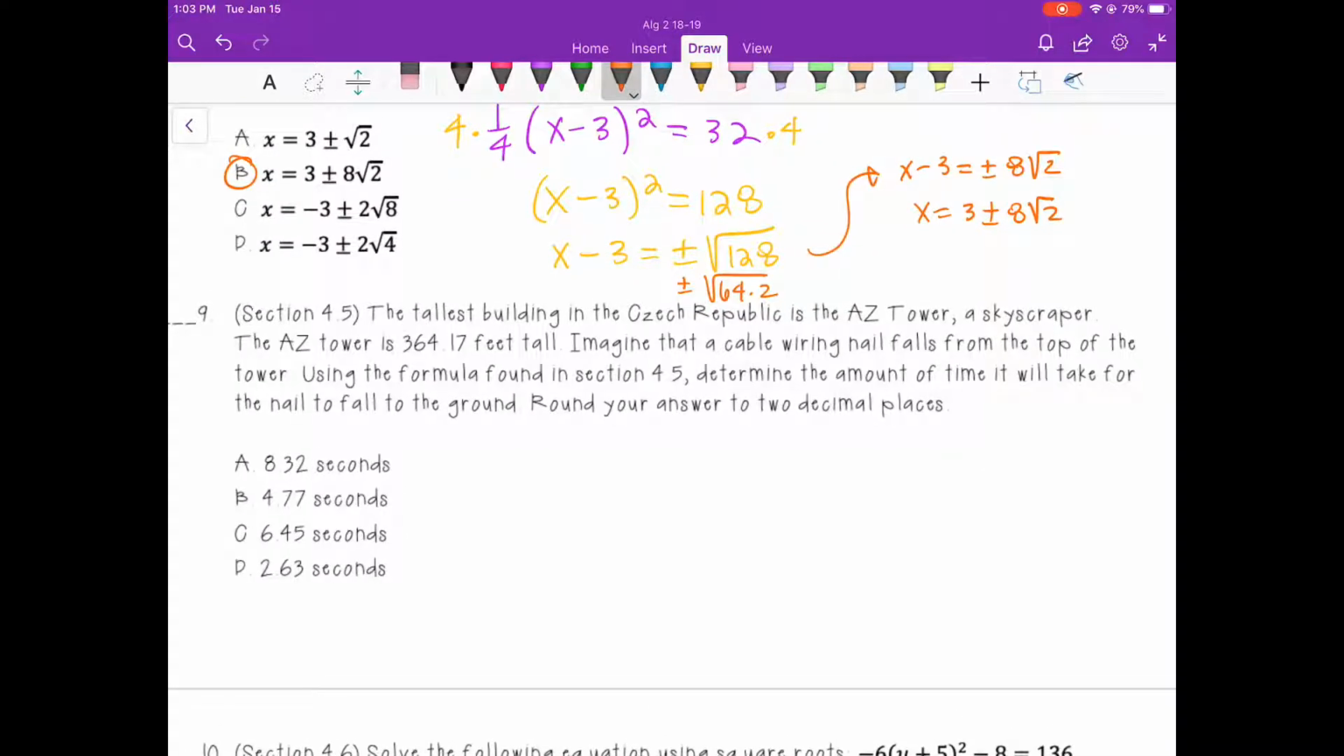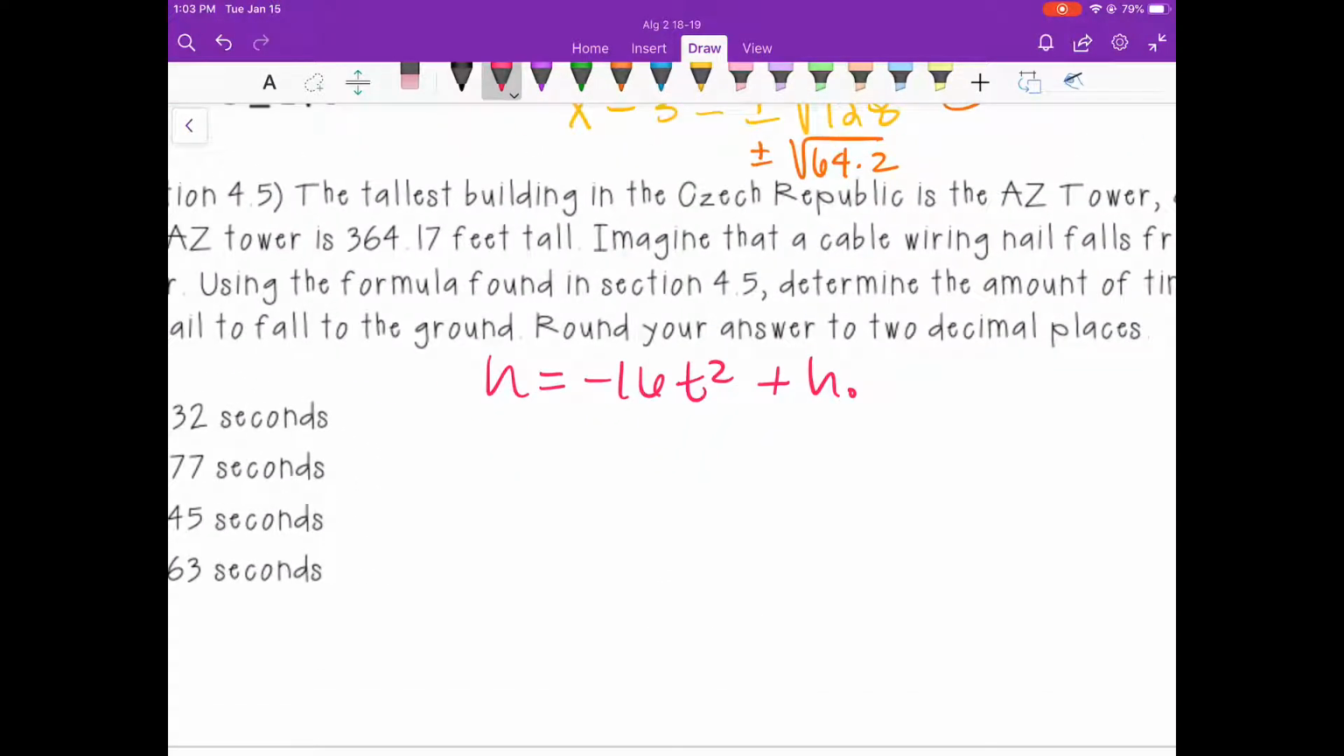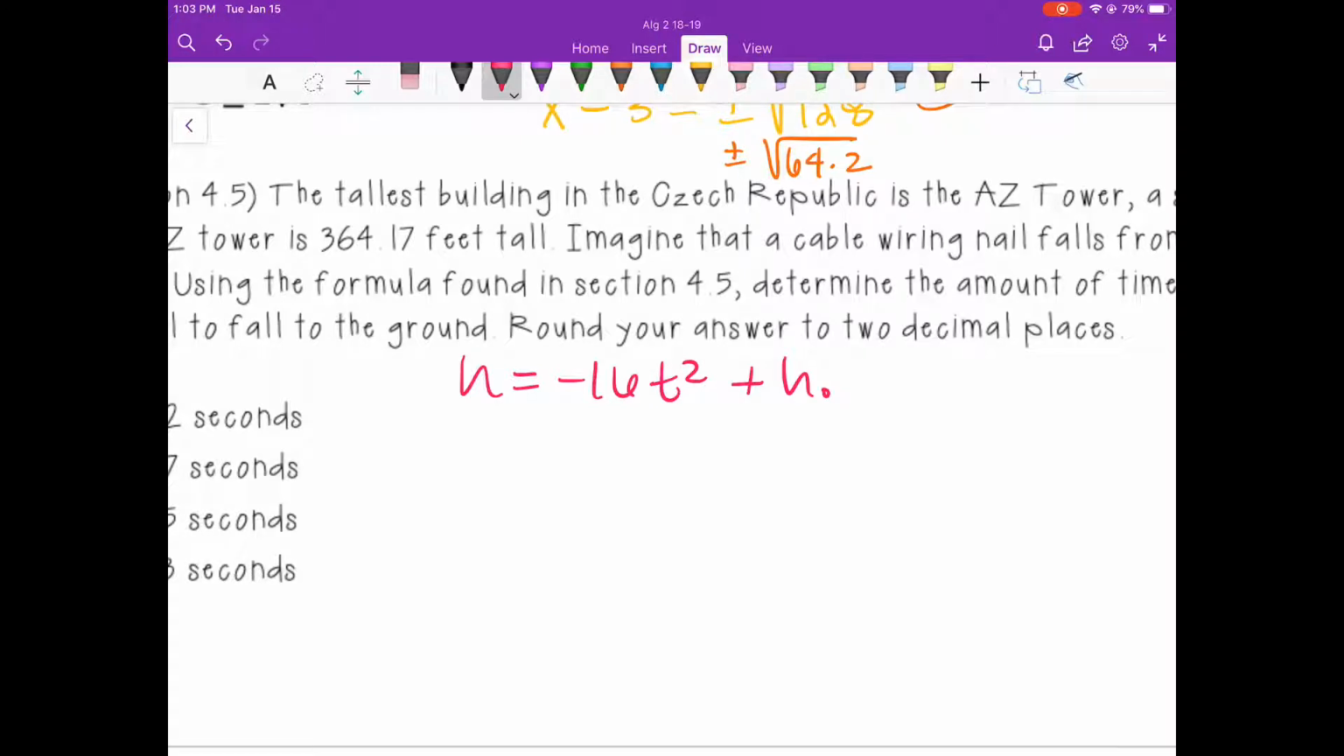Number 9, the tallest building in the Czech Republic is the AZ Tower, a skyscraper. The AZ Tower is 364.17 feet tall. Imagine that a cable wiring nail falls from the top of the tower. Using the formula found in section 4.5, determine the amount of time it will take for the nail to fall to the ground, round to 2 decimal places. Now, our formula from section 4.5 was h equals negative 16t squared plus h naught, where h is in feet and h naught is your initial height.